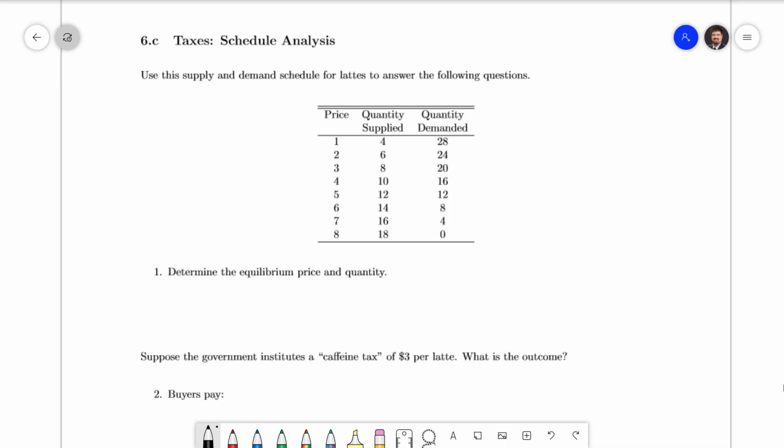For our next tax analysis, we are going to use the demand and supply schedules. In our example, we have a supply and demand schedule for lattes. First thing we always do, determine the equilibrium price and quantity. Again, this is the price where the quantity supplied and quantity demanded are equal, and that happens at a price of 5 and a quantity of 12.